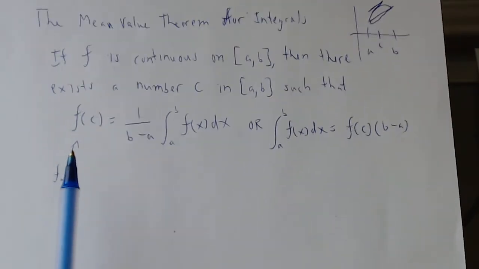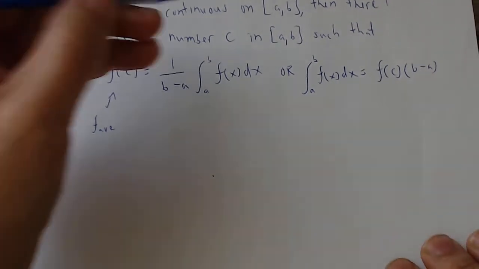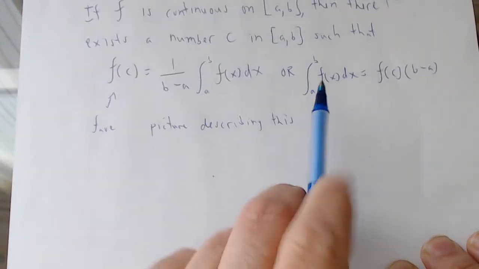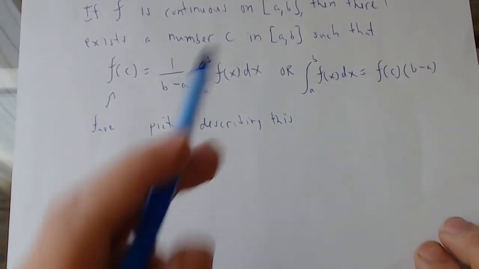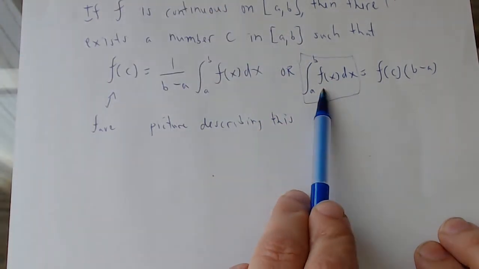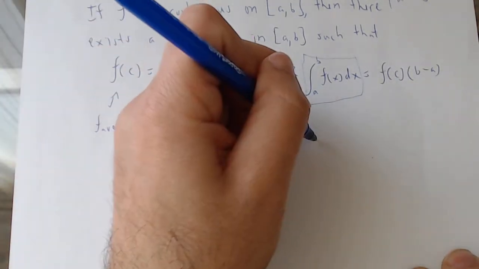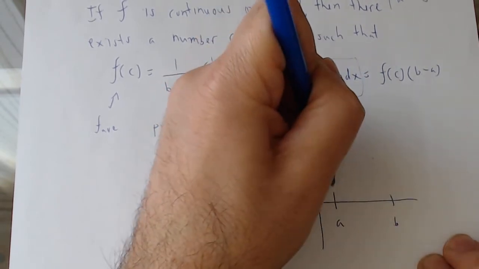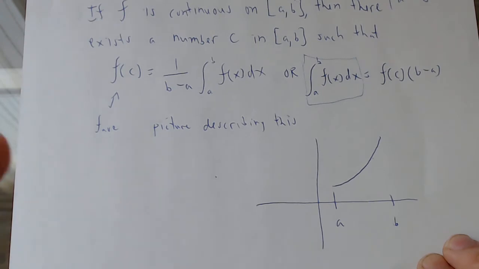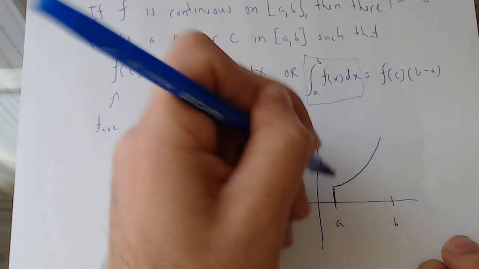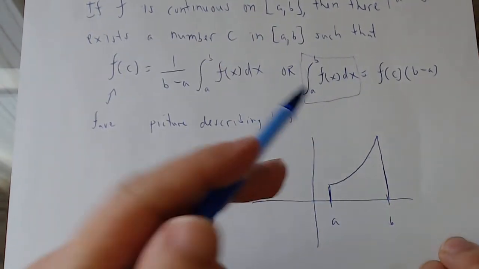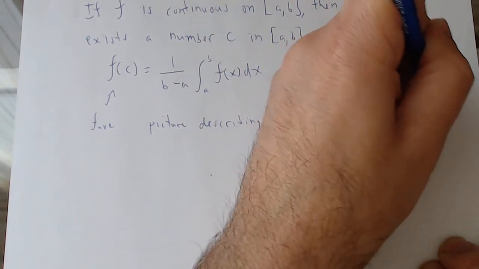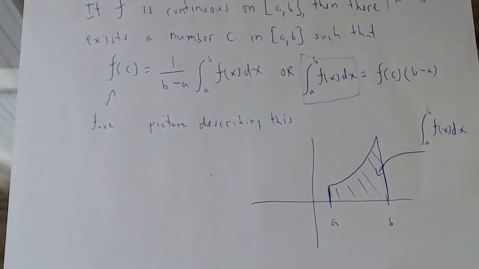Okay, so what does this mean visually? Here's a picture describing this, and I'm going to use this idea because it's easier to show what's going on. We already know that the integral from a to b of f of x dx is literally the area under the curve of f from a to b. So if I were to draw a function, let's just say that this function looks like that from a to b, and of course it's continuous. That's just the area under the curve from a to b of f of x. So this region is described by the integral from a to b of f of x dx.